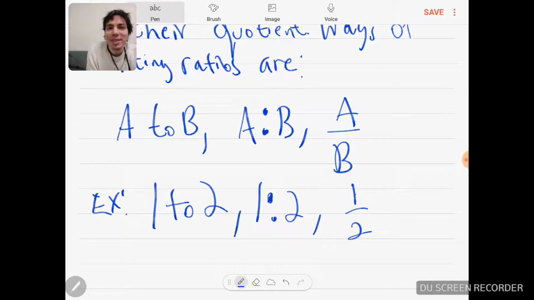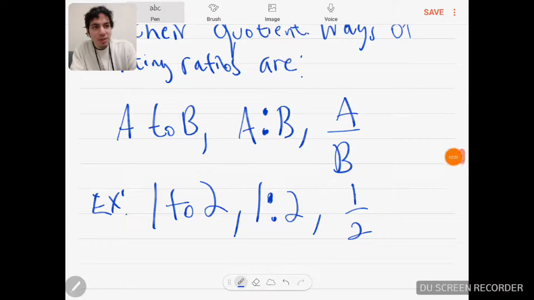Now, some of you might think, why would I want to write this as a ratio? Or why are they saying fraction as a ratio? The reason for this is because different fields have different names for certain things. So understand that, yes, a ratio can also be called a fraction. But at the same time, not everything is going to be the same thing.